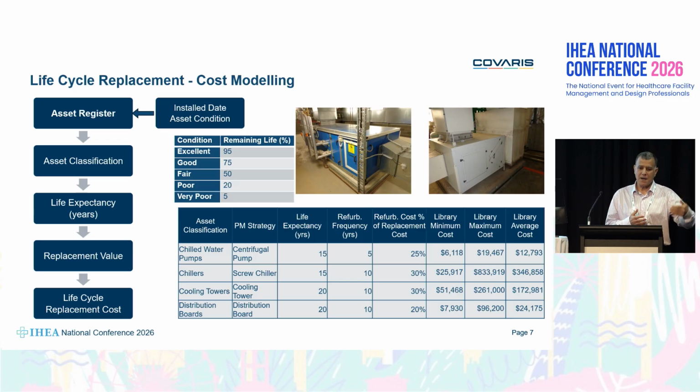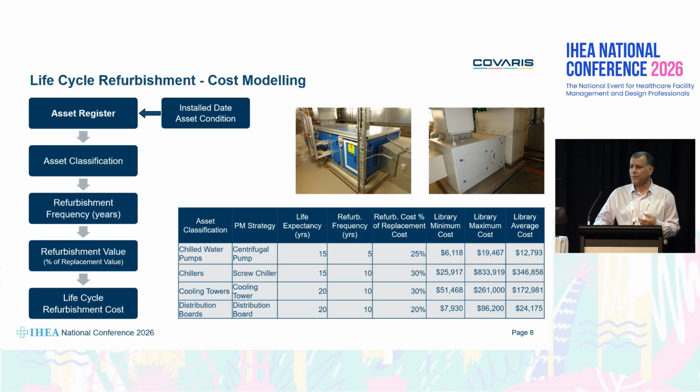So basically, asset by asset in a bottom-up model, we say, okay, we've got 20 air handling units, they are all due for replacement in 2035. Each of them costs $150,000. We need $3 million to replace the 20 air handling units in 10 years' time. So that gives us the life cycle replacement component.